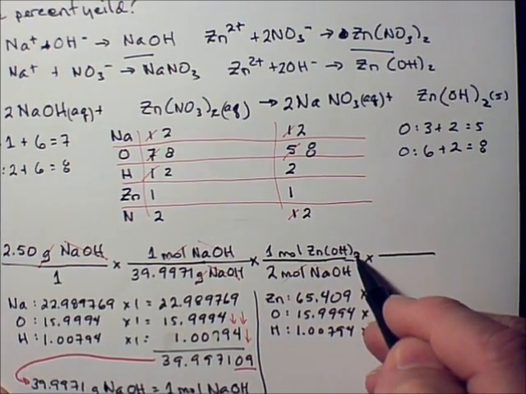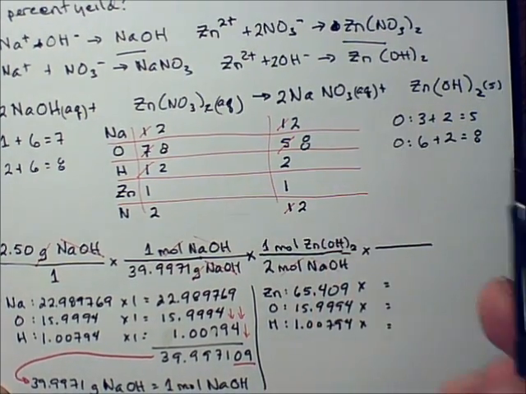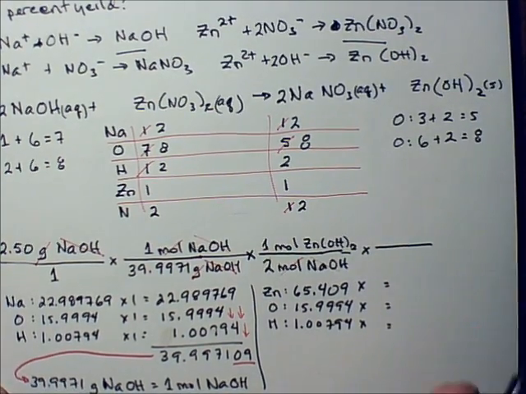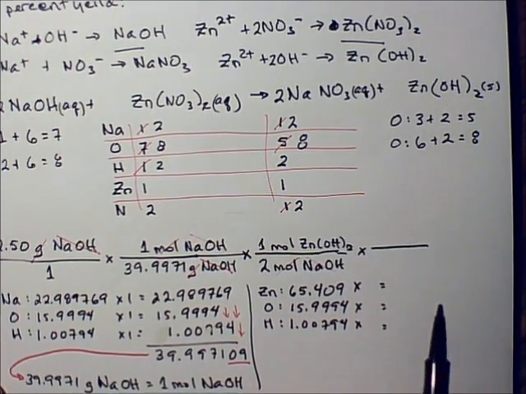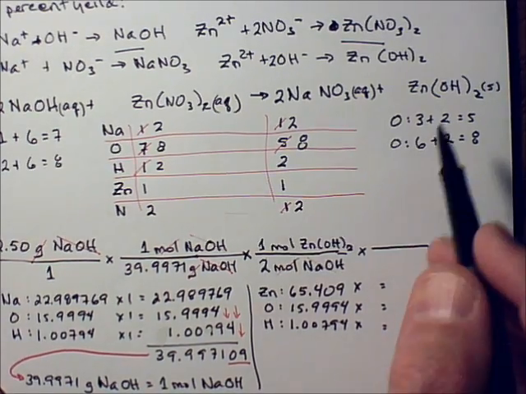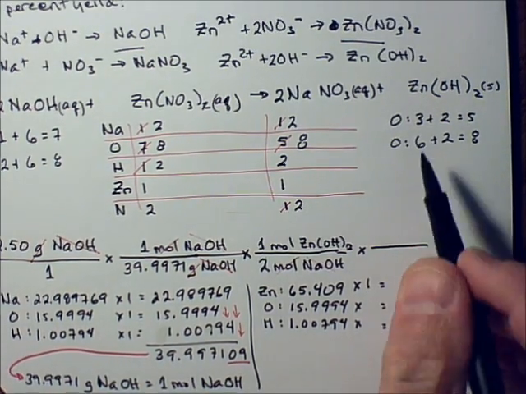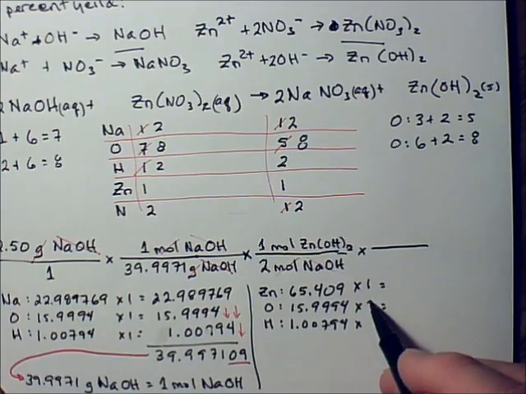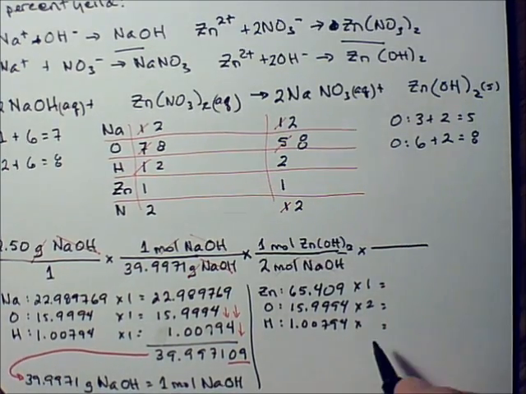Okay, you don't worry about any coefficients. Of course, there really aren't any up here in the equation anyway for zinc hydroxide. But if there were, you still only use the number of elements in the formula itself. And in the formula, there's just 1 zinc, 2 oxygens, and 2 hydrogens.